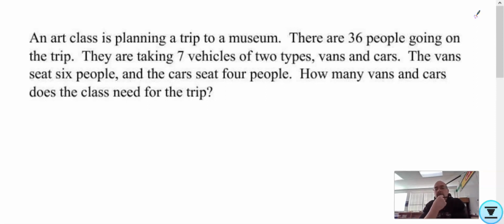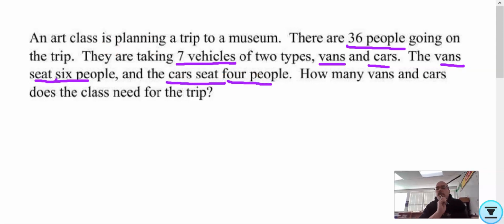An art class is planning a trip to a museum. Oh, I can't wait until we can start going and doing stuff, man, and not wear a mask. There are 36 people going on the trip. They are taking 7 vehicles of 2 types, vans and cars. The vans seat 6 people. The cars seat 4 people. How many vans and cars does the class need for the trip?